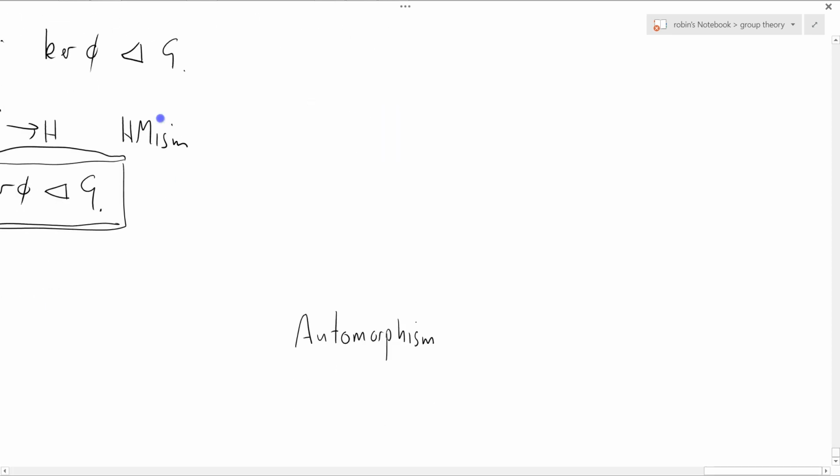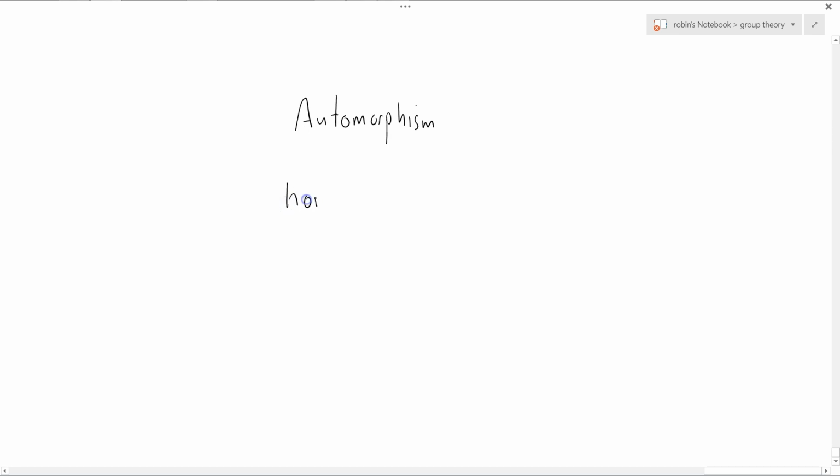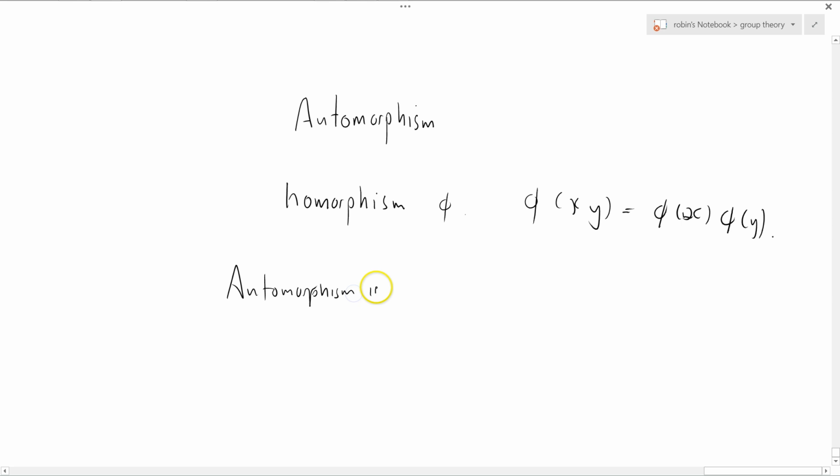Okay, I'm going to introduce a new concept called automorphisms. You'll recall that we've got a homomorphism phi, and that satisfies the basic rule that phi of xy equals phi of x phi of y. Well, an automorphism is a special kind of homomorphism.